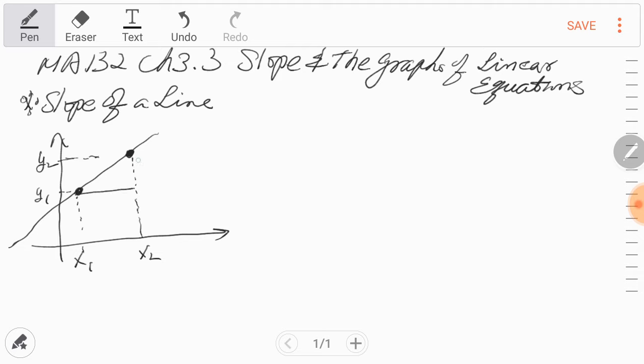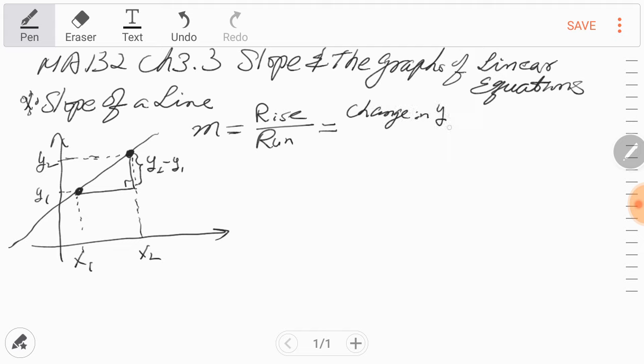Then we can draw a horizontal line and a vertical line like this. The slope, usually we write m as the slope. Then the slope is rise over run. Rise is the vertical distance between 2 points, so y2 minus y1. That is called the change in y. Run is the change in x.